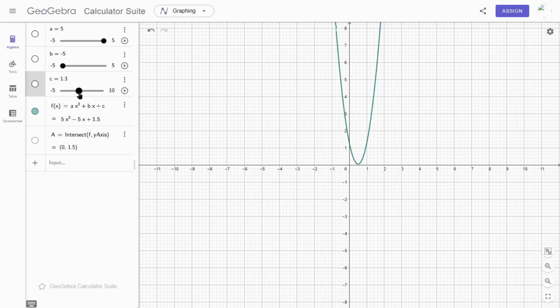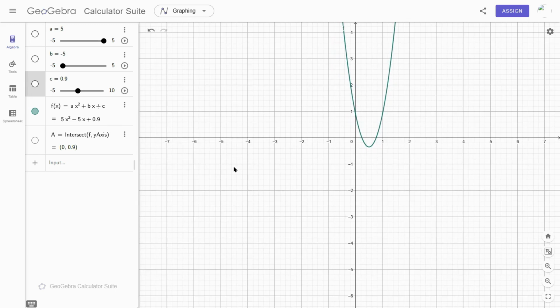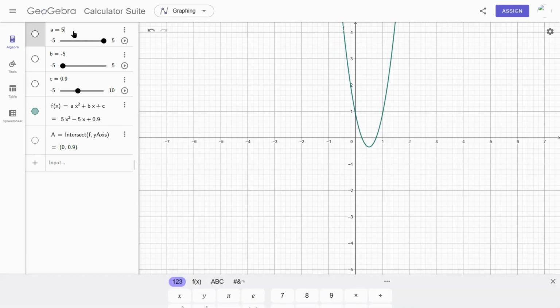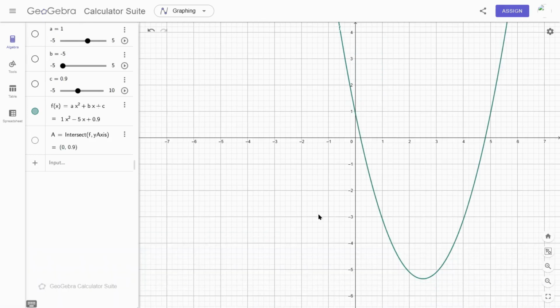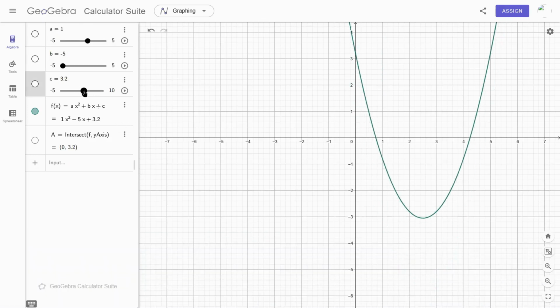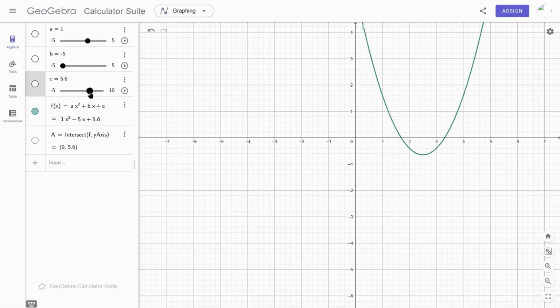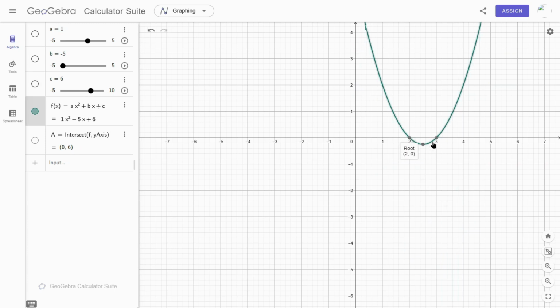Okay, I adjust the screen and now fix a equal to 1, b equal to minus 5 and c equal to maybe 6. Now the graph cuts the x-axis at 2 and 3. Therefore, x squared minus 5x plus 6 equals 0 has two real roots, x equal to 2 and x equal to 3. I hope you enjoyed this introduction to the theory of equations using GeoGebra.